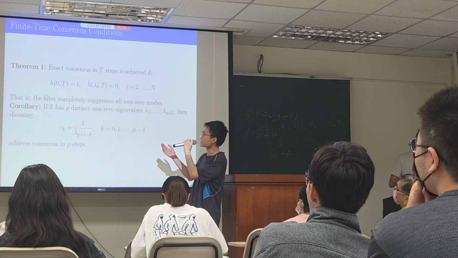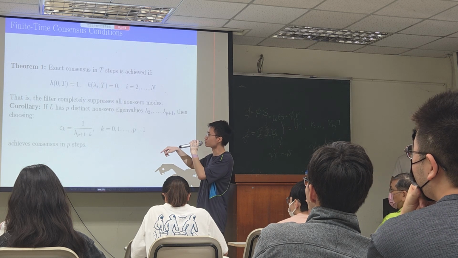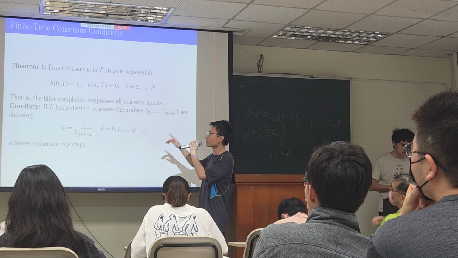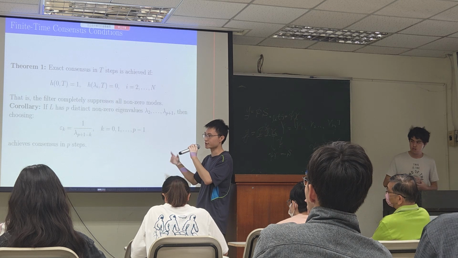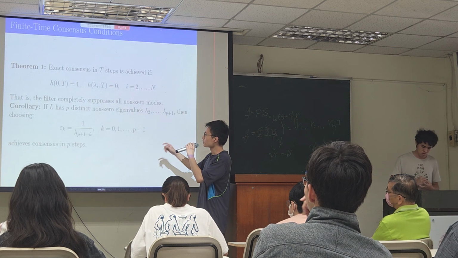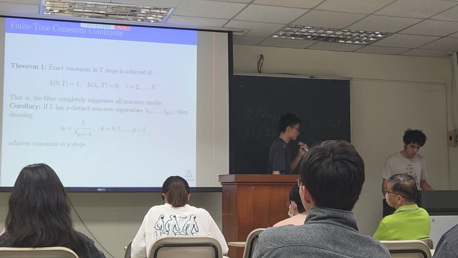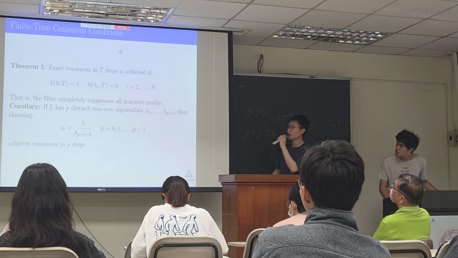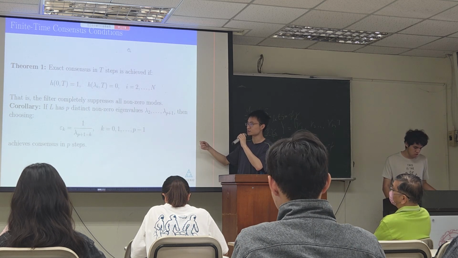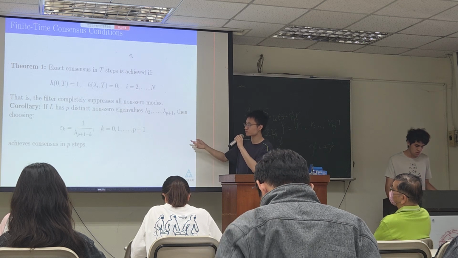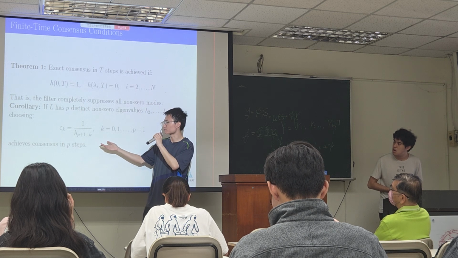And as you can see, exact consensus in t-step is achieved if h of 0 and t equals 1. Ideal consensus is usually frequency equals 1. And as we may see in earlier pages, the gain epsilon k is a constant that varies over time. So it may gain value over time. So in this case, 1 divided by lambda p plus 1 minus k.